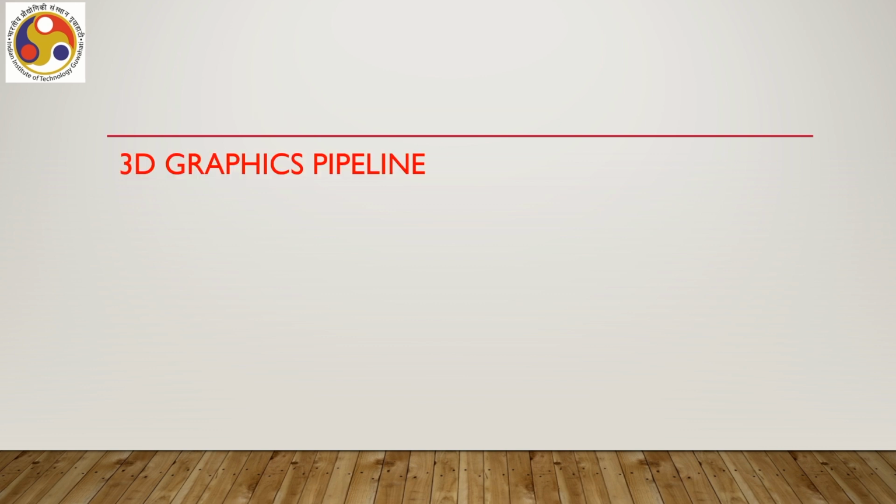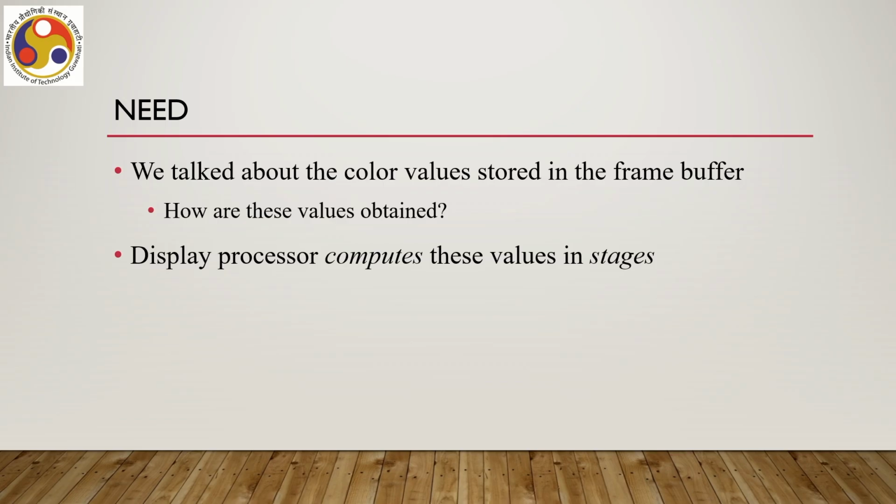So, let us talk about first the 3D graphics pipeline, what it is and why we need to know it. Earlier, we talked about color values that are stored in the frame buffer. So, based on these values, the video controller controls the pixels so that we perceive a colored image on the screen. The question is, how are these values obtained? From where do we get these values?